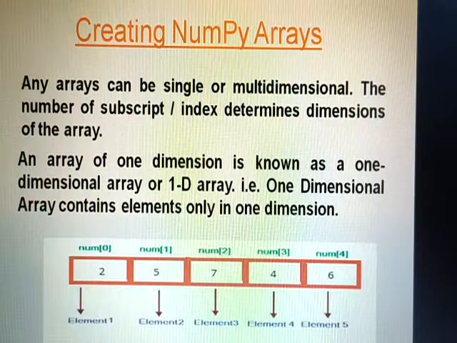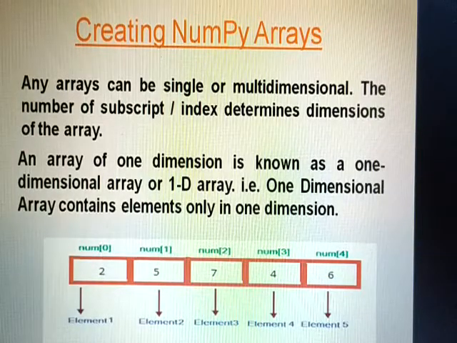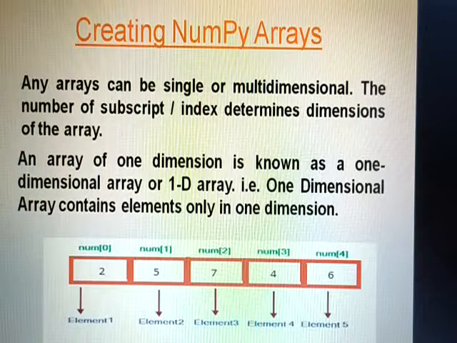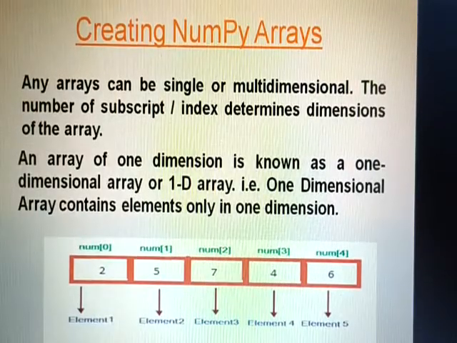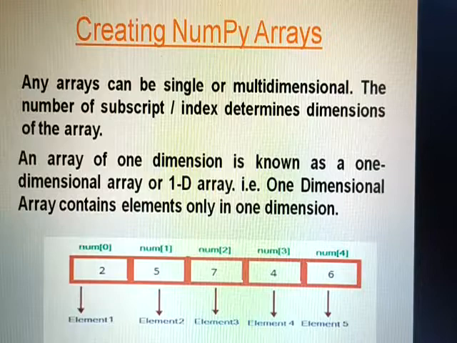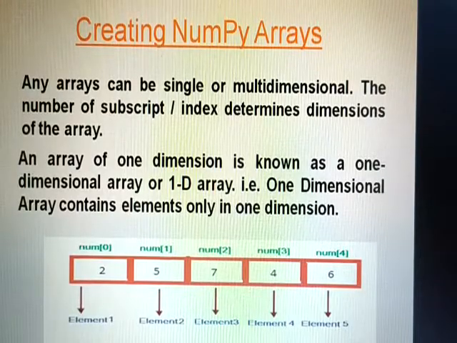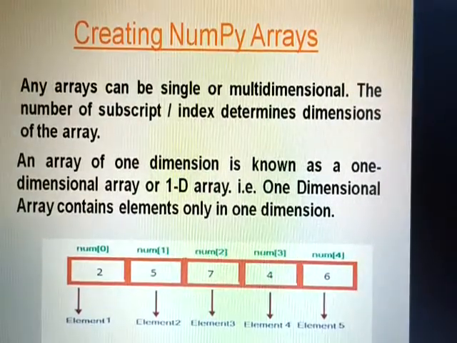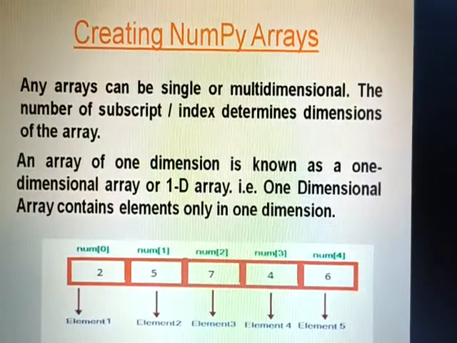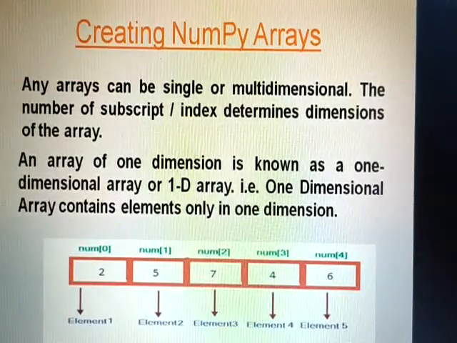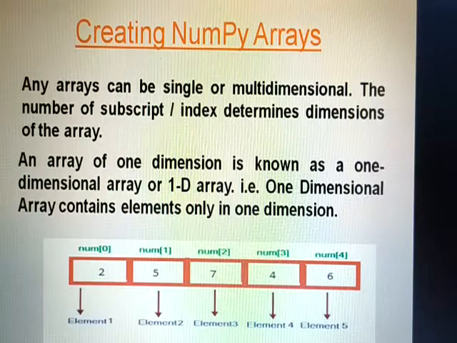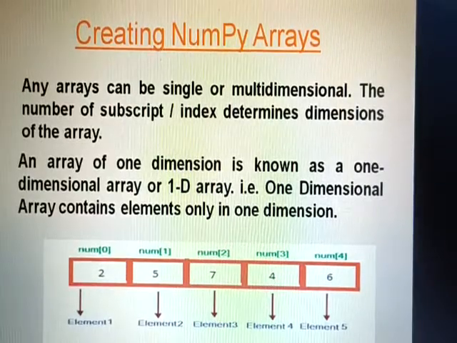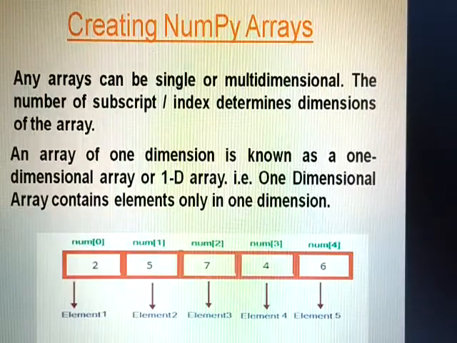As you are aware, an array of one dimension is known as a one-dimensional array or 1D array. That means a one-dimensional array contains elements only in one dimension. So, when we think about the one-dimensional array, basically we can say the shape of the NumPy array should contain only one value in the tuple. Now consider the given diagram.